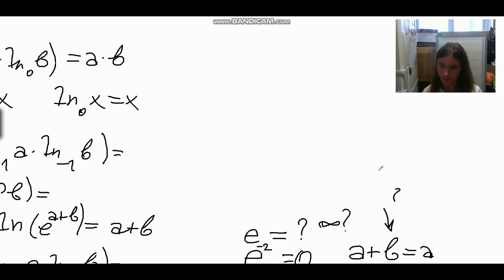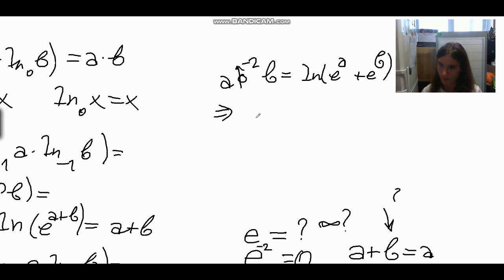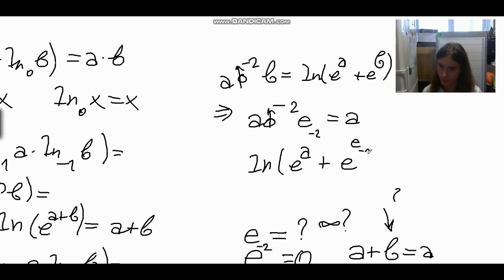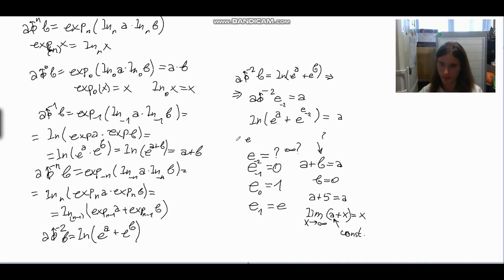Let's find out. A minus 2 b is equal to ln of e to the a plus e to the b. That means, what does it mean? We want to find such e that this is just a. Write down equation: e to the a plus e to the e with the index minus 2 is equal to a.